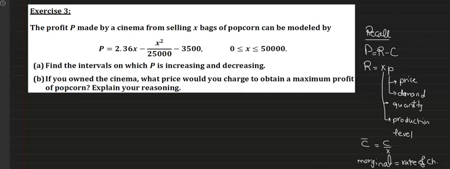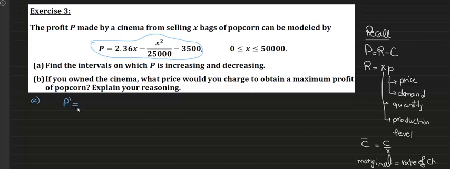Now let's get to that problem. The profit P made by a cinema from selling X bags of popcorn can be modeled by this model, and we are given the model, which is usually a simple model like this, where X varies from 0 to 50,000. Find the intervals on which P is increasing and decreasing. We need to know when this function would increase and when it would decrease. And of course, we got to know this using the first derivative like we did before.